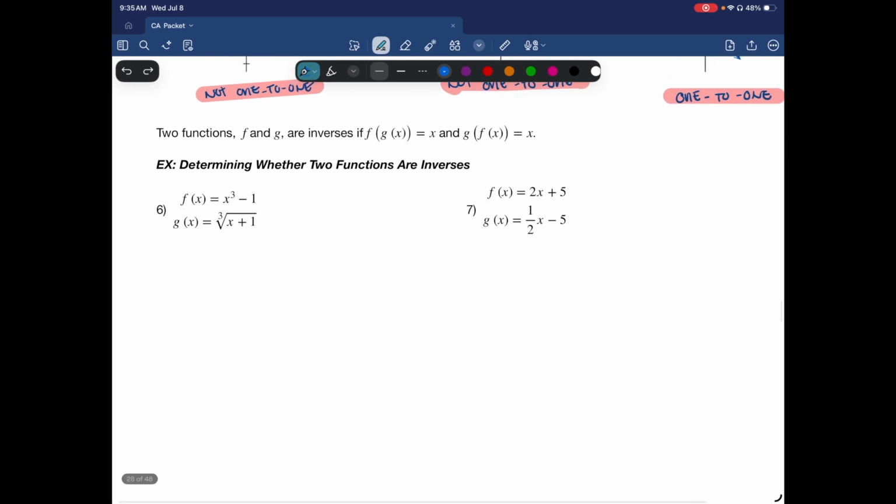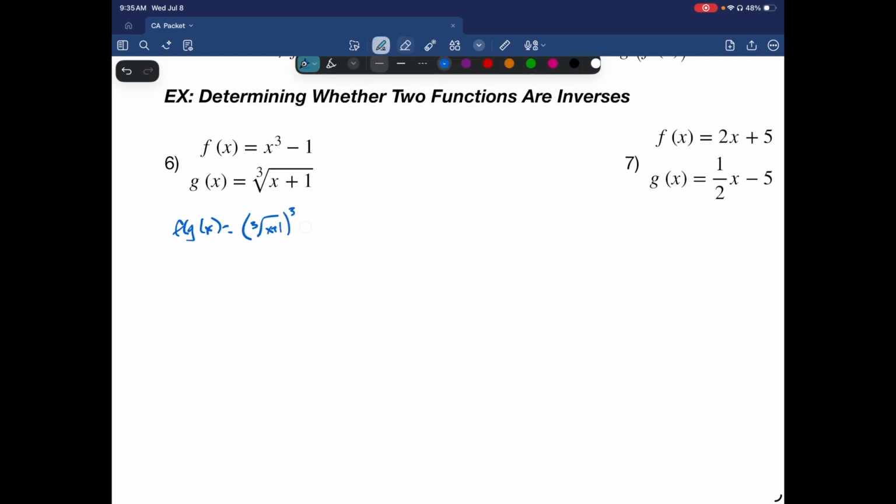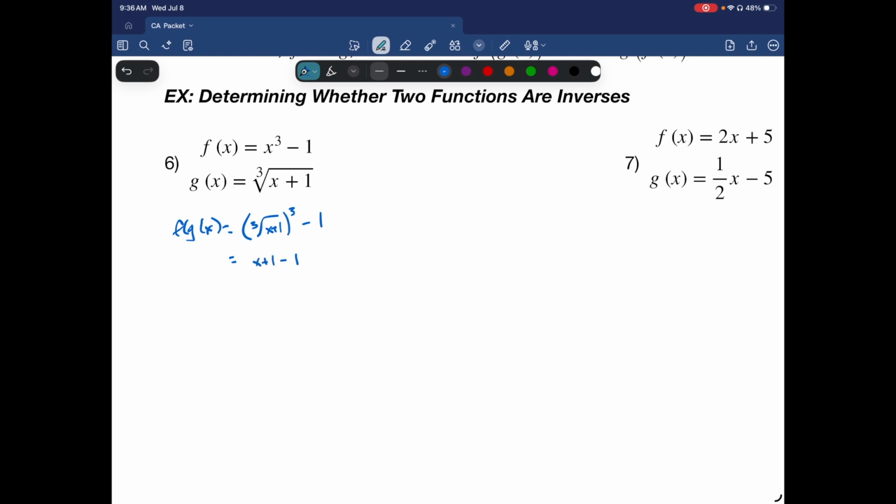Here's what we're talking about. I want to find f of g of x. That's going to be the cube root of x plus 1, raised to the third power, minus 1. The cube gets rid of the root, and I'm left with x plus 1 minus 1, which is x. So far so good. I plugged g into f and got x. Let's see what happens when I go the other direction and plug f into g.